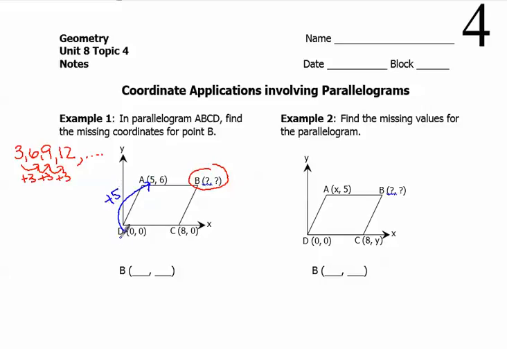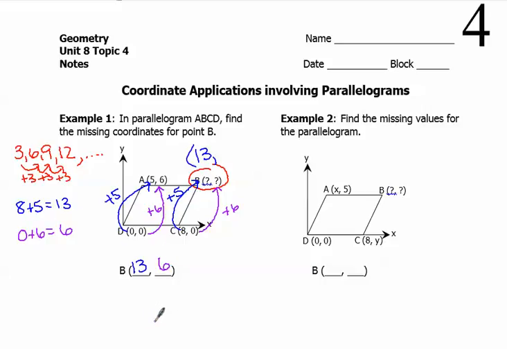I add 5. So on the other side, because my opposite sides are congruent, how do I get from 8 to here? I'm going to add 5 again. So what is 8 plus 5? 13. So that's my first coordinate. Now the next time, I'm going to look at the y coordinate. How do I get from 0 to 6? I add 6. So over here, I'm going to add 6 again. 0 plus 6 is 6. So my y coordinate is 6.